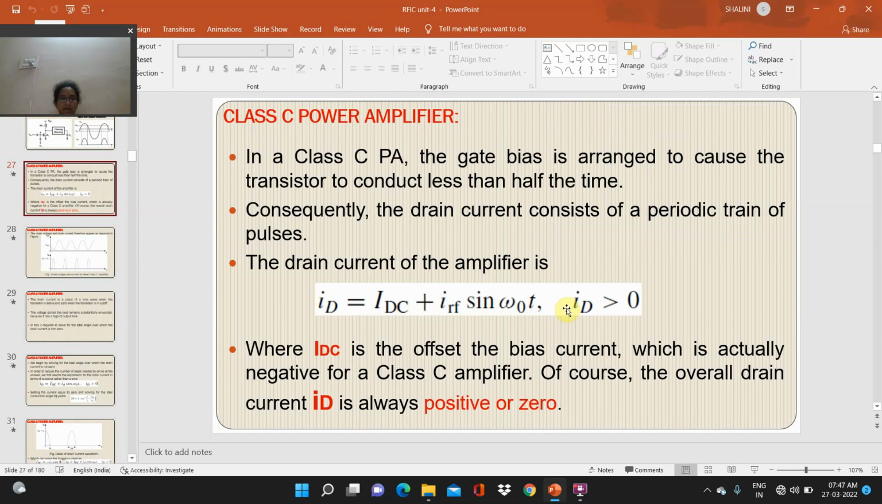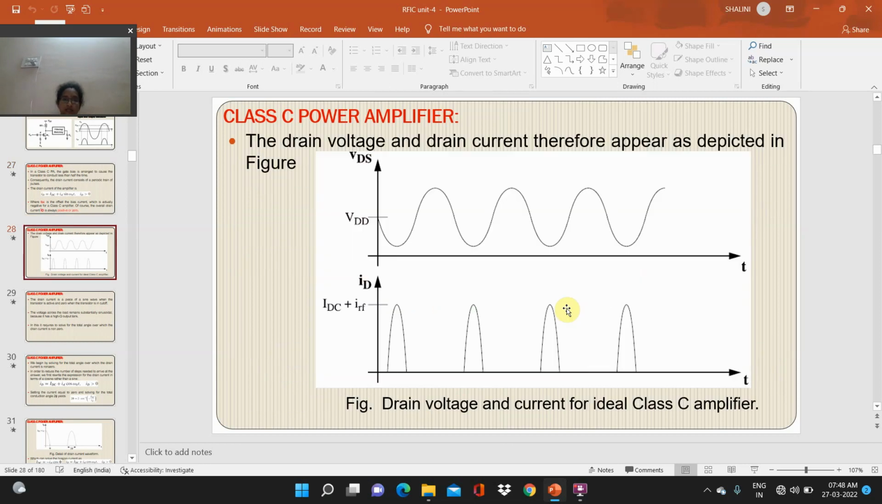in Class C power amplifier, the gate bias is arranged to cause the transistor to conduct less than half the time. Consequently, the drain current consists of a periodic train of pulses. The drain current of the amplifier is ID equals IDC plus IRF sin omega naught t, for ID greater than 0, where IDC is the offset bias current, which is actually negative for a Class C amplifier. Of course, the overall drain current ID is always positive or 0. The drain voltage and the drain current therefore appear as depicted in the figure.